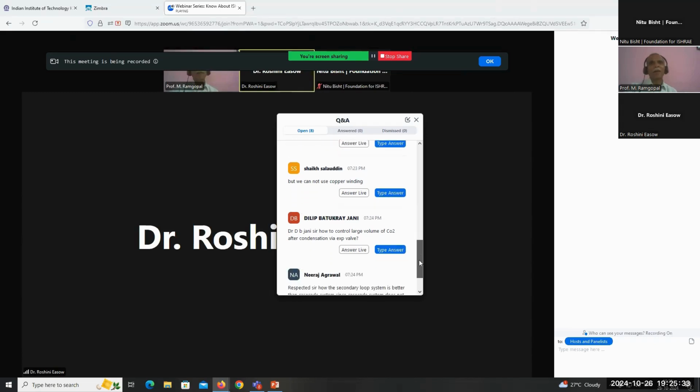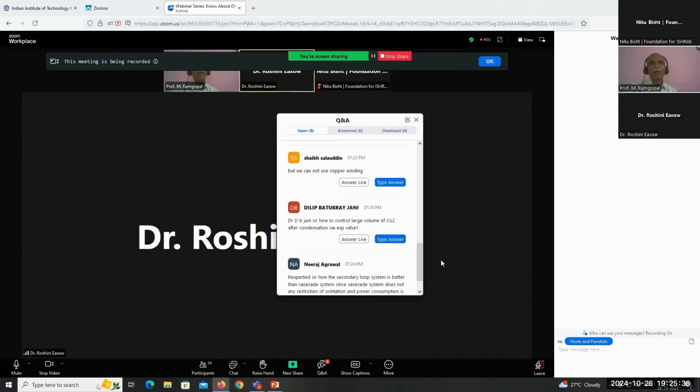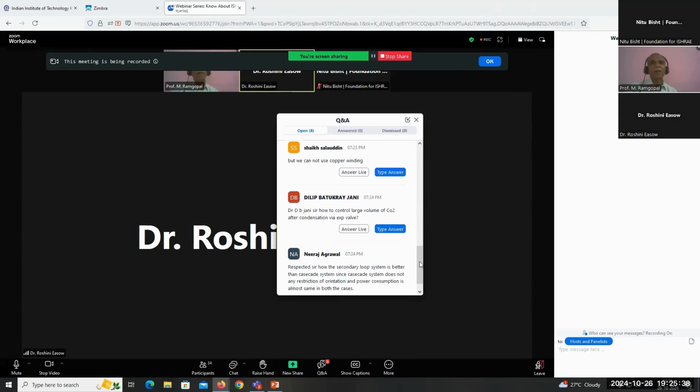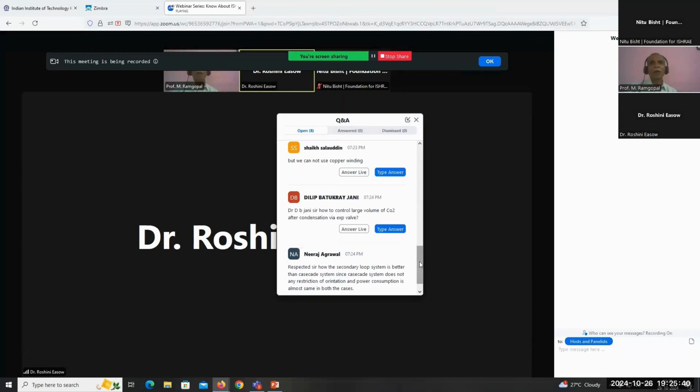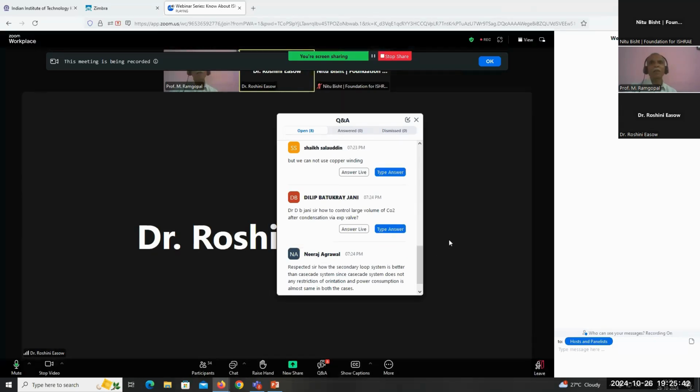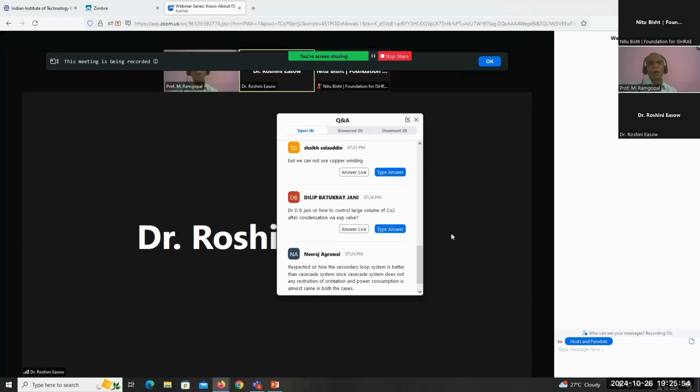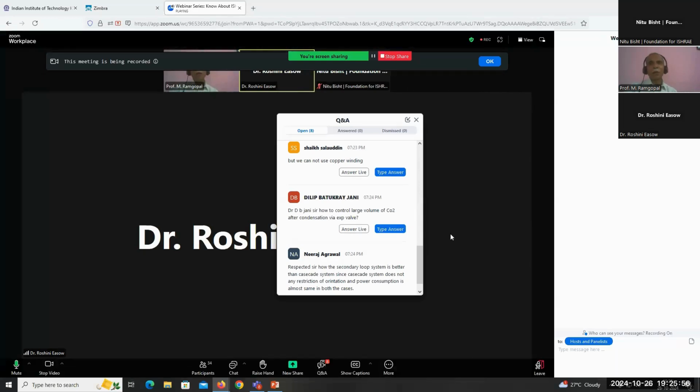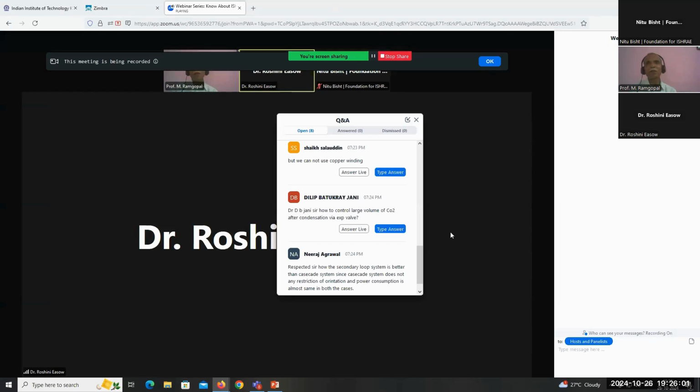Yeah, I think one more, Dr. D.B. Jani: how to control large volume of carbon dioxide on condensation via expansion valve. I think there is some confusion. We don't have any carbon dioxide expansion valve because this is a secondary loop. So we don't have any expansion valve for carbon dioxide. Large volume, we have optimized the volume so that the standstill pressure, that means when the system is switched off, the pressure is within manageable limits. So that is the thing.